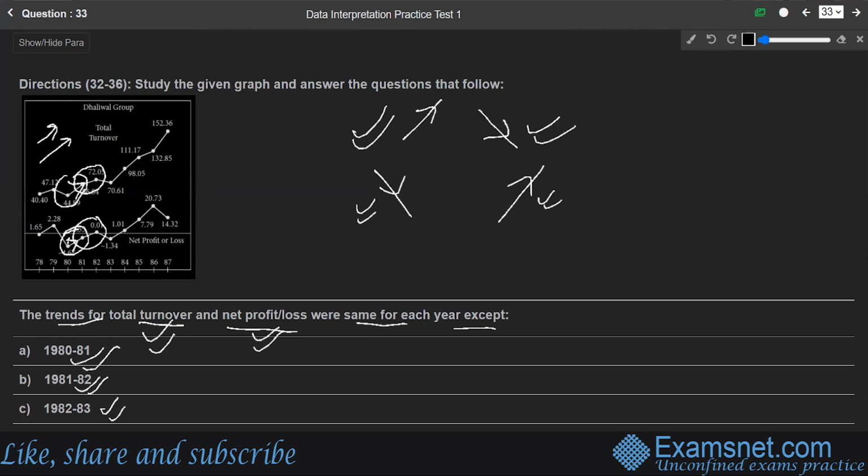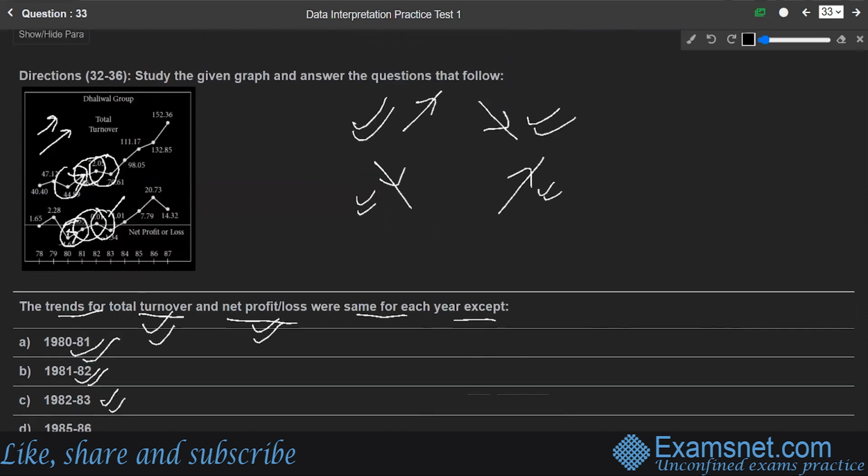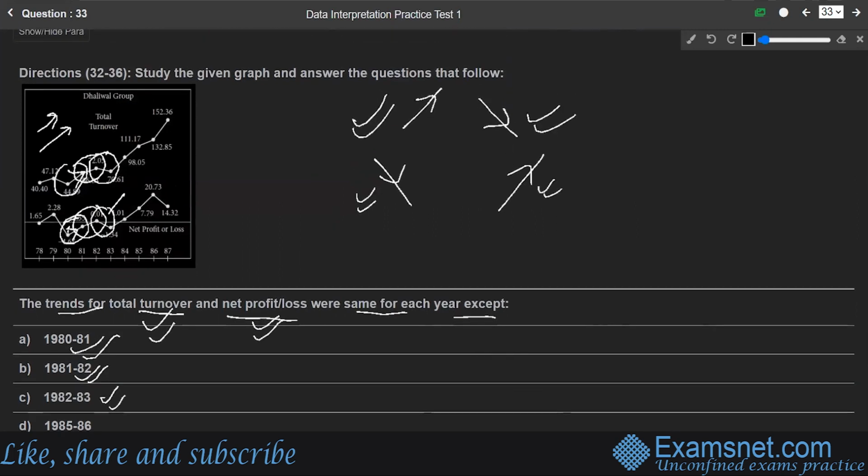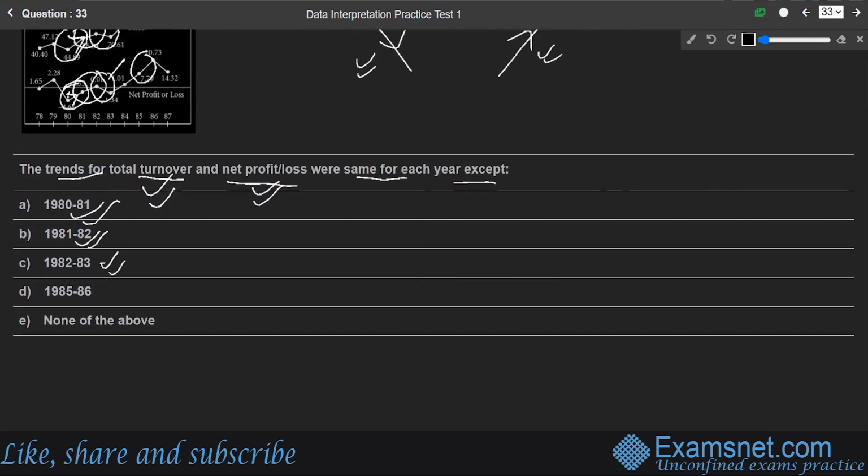82 to 83. Between 82 and 83, the profit or loss trend is decreasing, and the turnover is also decreasing. So this is also not the right answer. If we go for the next option, 85 to 86, here the turnover trend is increasing, and the trend of the profit and loss is also increasing. So 85 to 86 is also not the correct answer.